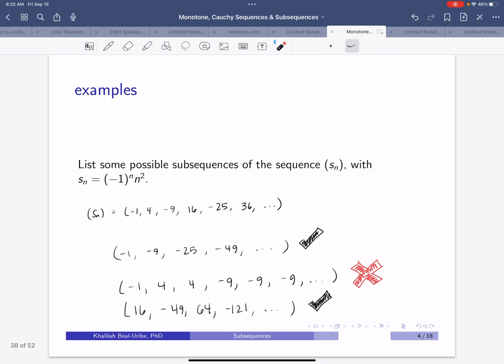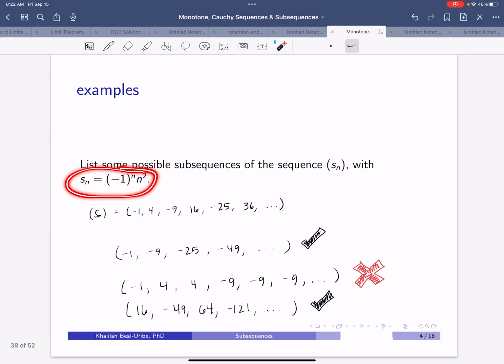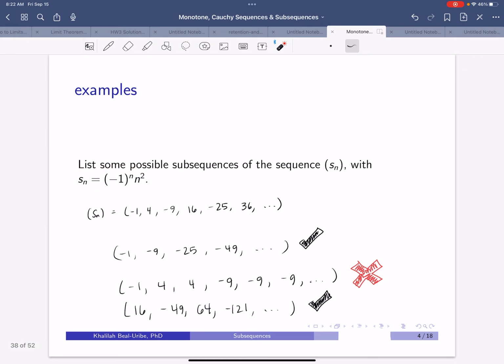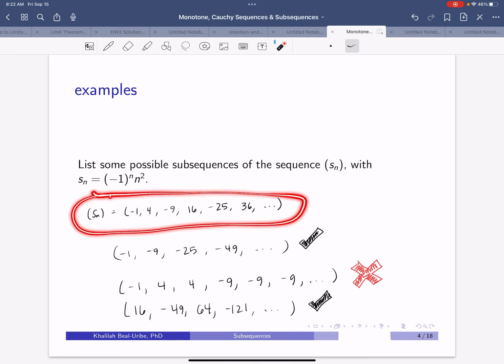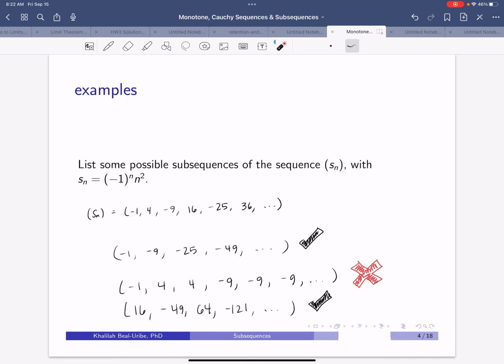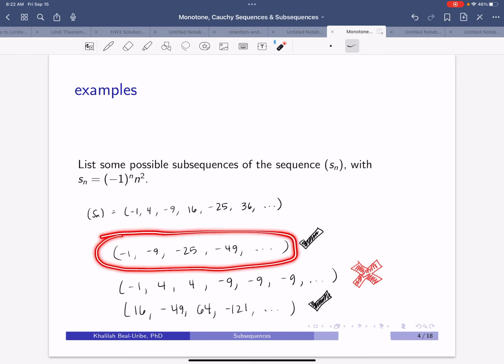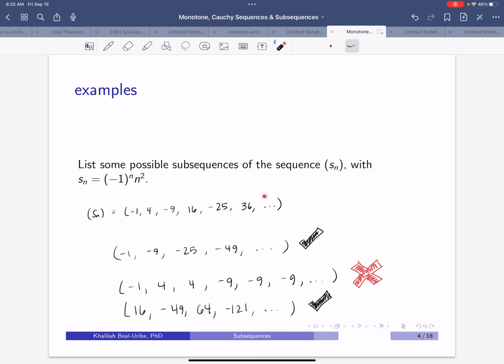Let's just work through an example here. List some possible subsequences of this sequence here. So this is (-1)^n times n squared. So this is the original sequence, -1, 4, -9. So you got n squared, and then you're alternating plus and minus. And I just wrote down 3 here. So I could choose this to be my first term of my subsequence, -9 to be the second term of my subsequence, right? I could choose every other term and create a subsequence.